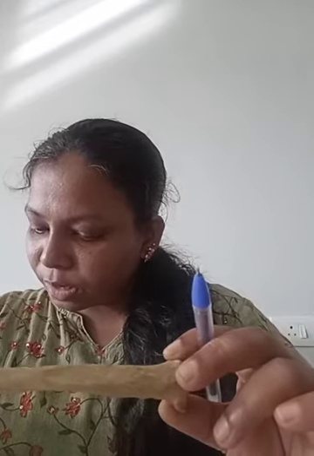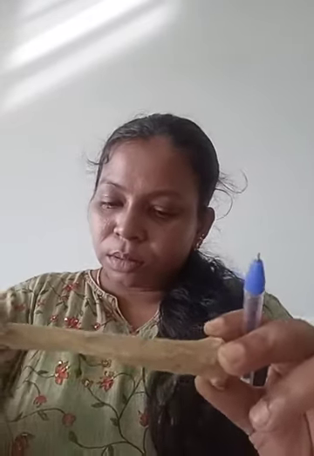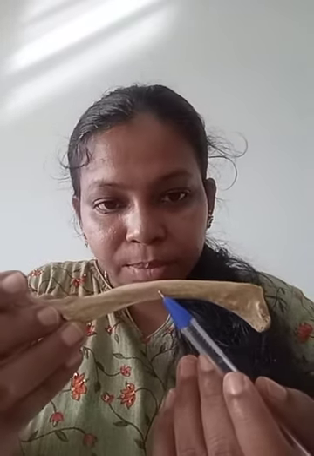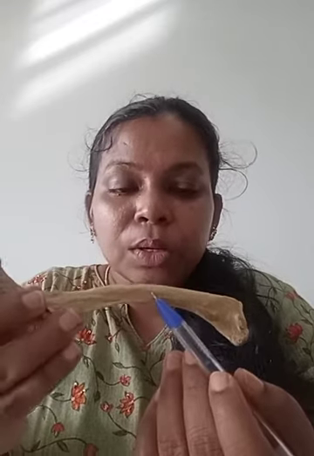Then the inferior surface. We already said there is a groove, and that groove gives attachment to the subclavius muscle. So this groove is also known as the subclavian groove. Subclavian groove. It gives attachment to the subclavius muscle. So these are the main muscles attached to the clavicle.